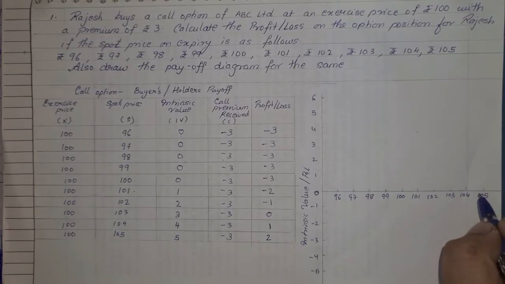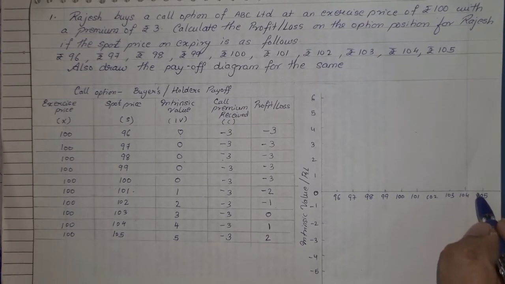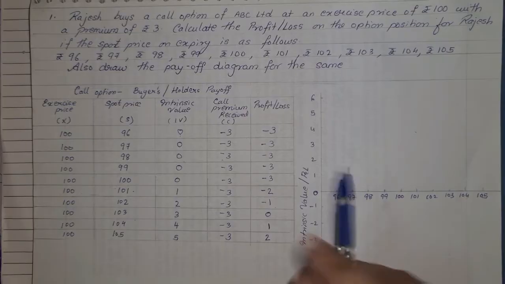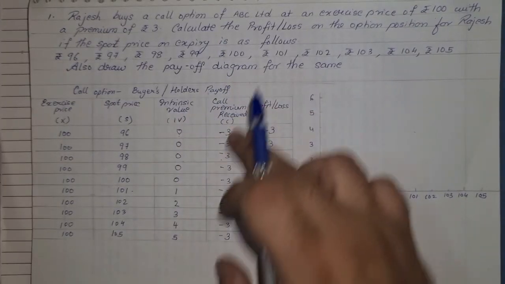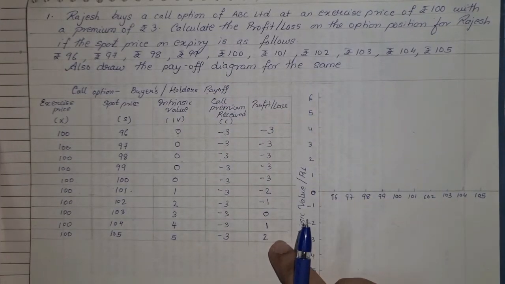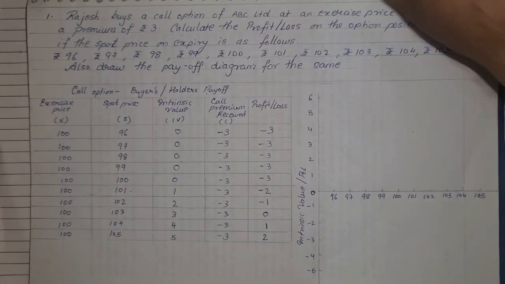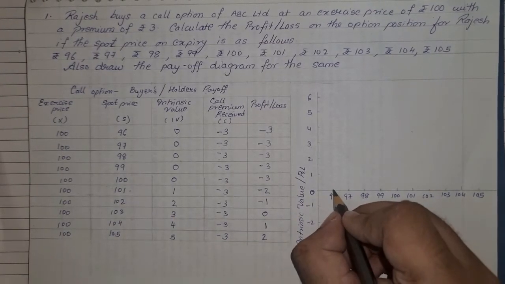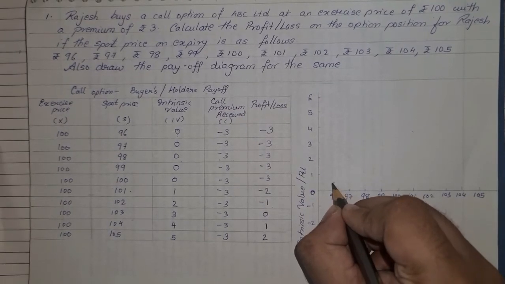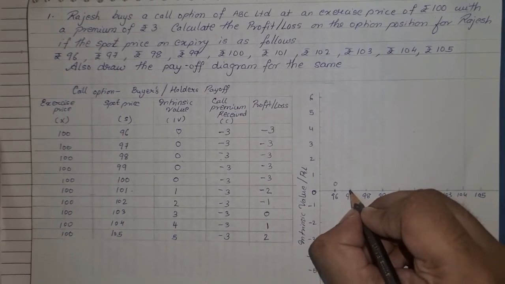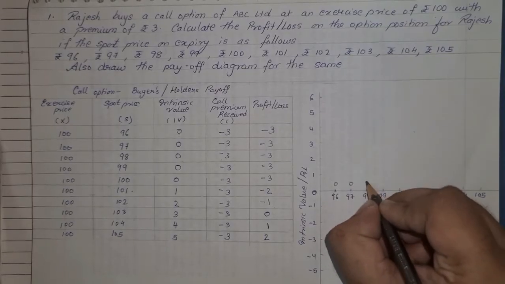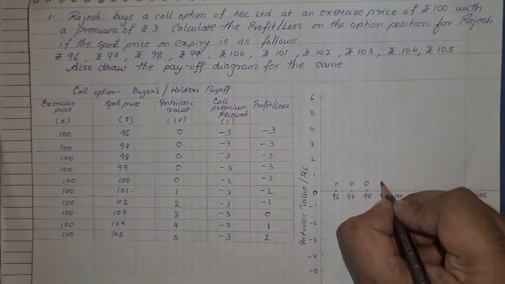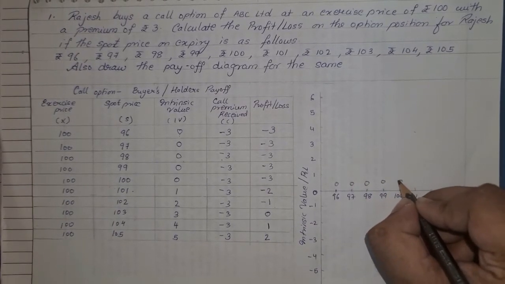Okay, now let us start marking the points which have been given to us. First we'll mark down all your intrinsic values, and thereafter we will mark down our profit and loss values. Okay, at a price of 96, the intrinsic value was 0. At 97 also it was 0. At 98 0, 99 0, at 100 also 0.